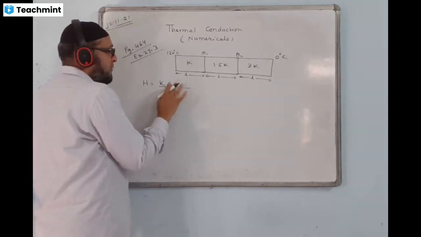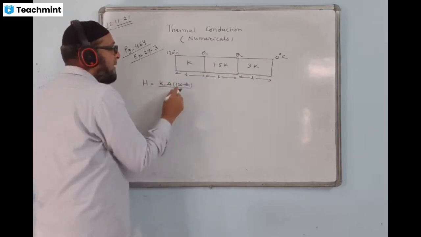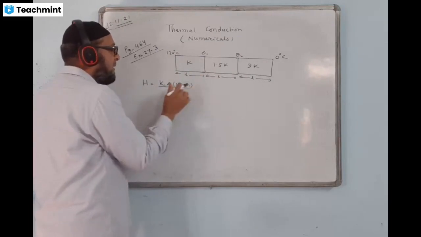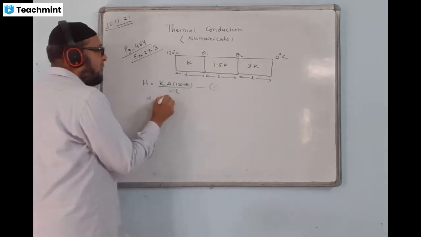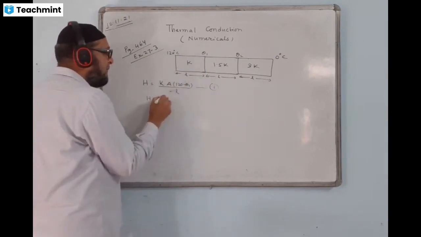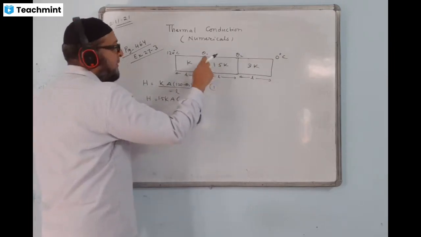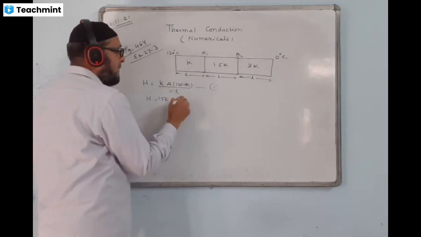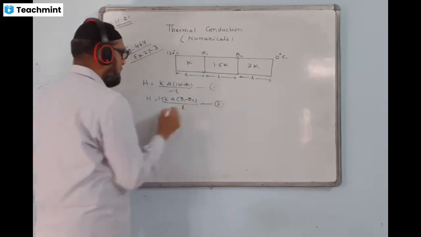For the first block, I will write like this: K1 area is same. Theta value I'll put using this formula, this minus this. I'll write here 120 minus theta 1. Distance is X, or the thickness of the block is L. So I'll write here L, equation 1. Again H is equal to, K1 value I'll put K, second case I'll add 1.5 K, A, temperature difference for this block will be this minus this, theta 1 minus theta 2 by L, equation 2.